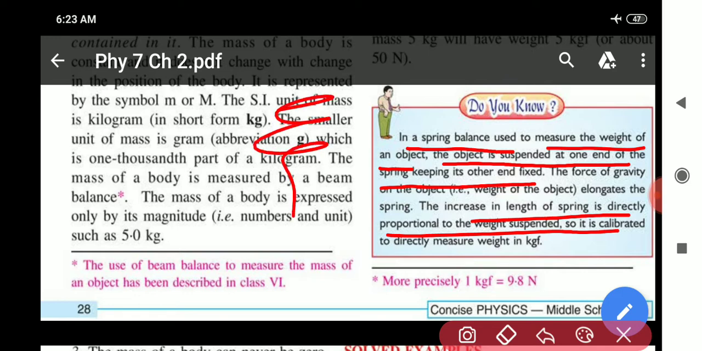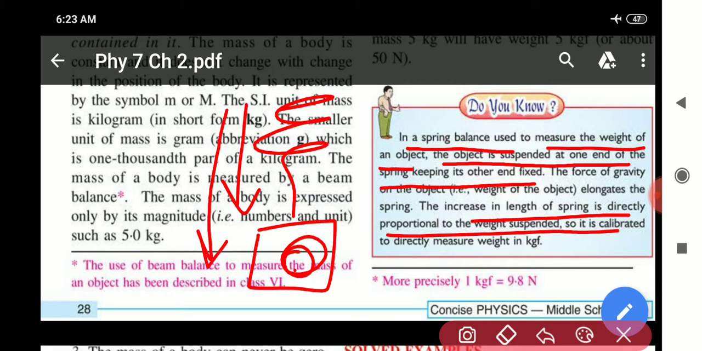Suppose this is a spring, and a weight is attached to it. The elongation, or increase in length, of the spring is directly proportional to the weight suspended. The more the weight, the more elongation of the spring occurs, which gives the weight of the body.